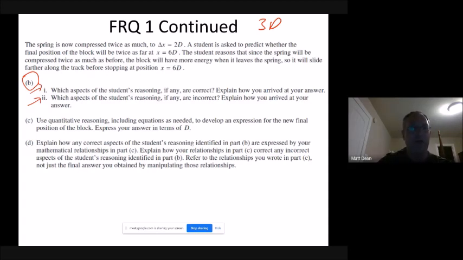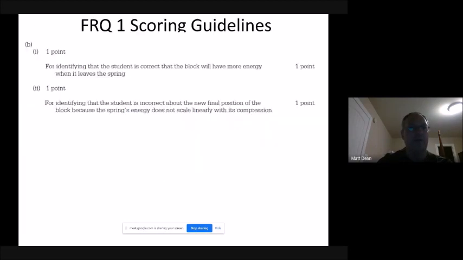So here's part B, subpart 1. I'm just going to go to the rubric and take a look at that. So for part 1, what we really wanted to talk about is that once the block gets to x equals 0, the block's going to have more energy than it had before, which means it is going to go further. So you might say the block will go further because it has more energy, something like that. That part is correct. That's worth the point.